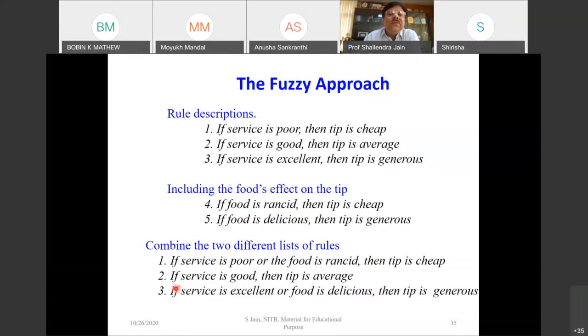Maybe your rule can be, if service is good, then tip is average. We are not using any parameter for food quality. But let's see, if service is excellent or food is delicious, then tip is generous. This is something very realistic.